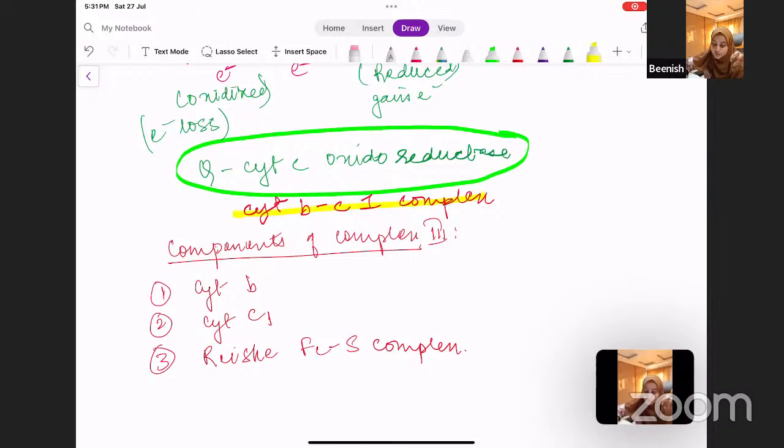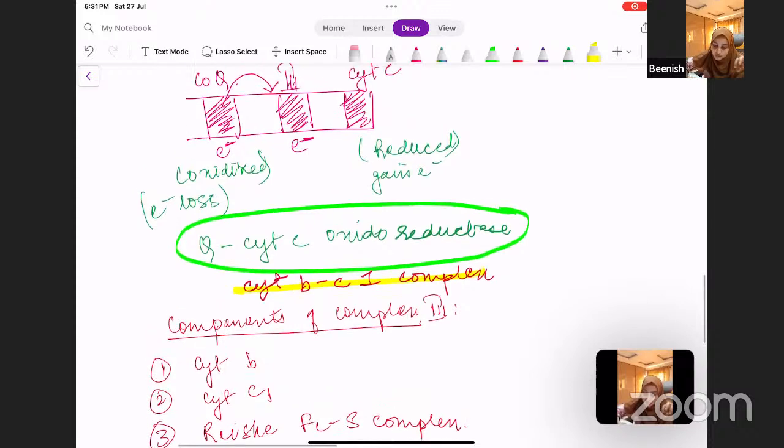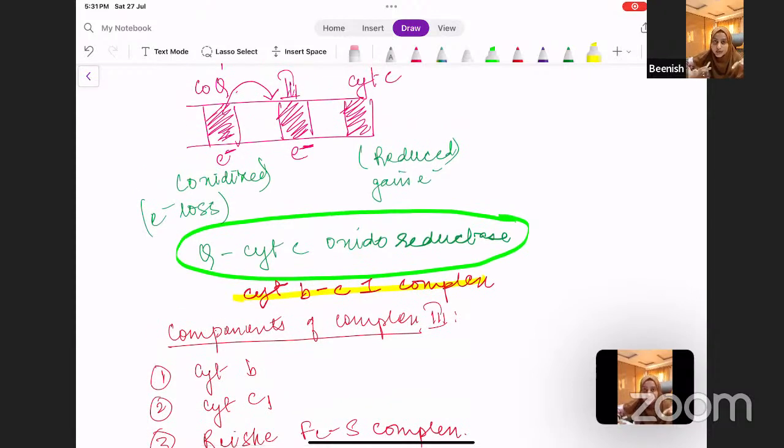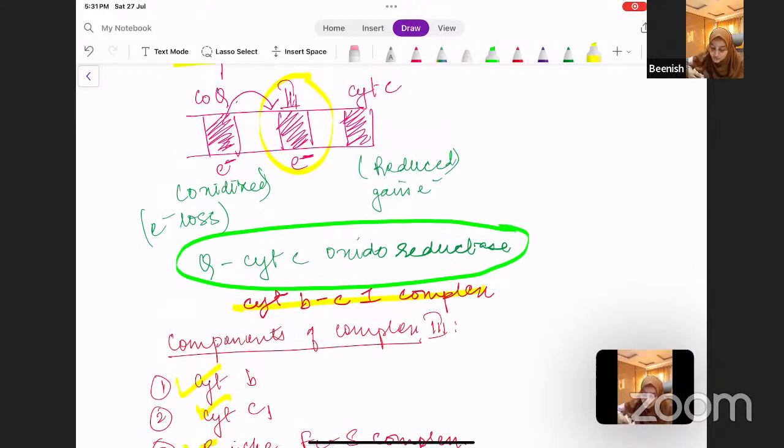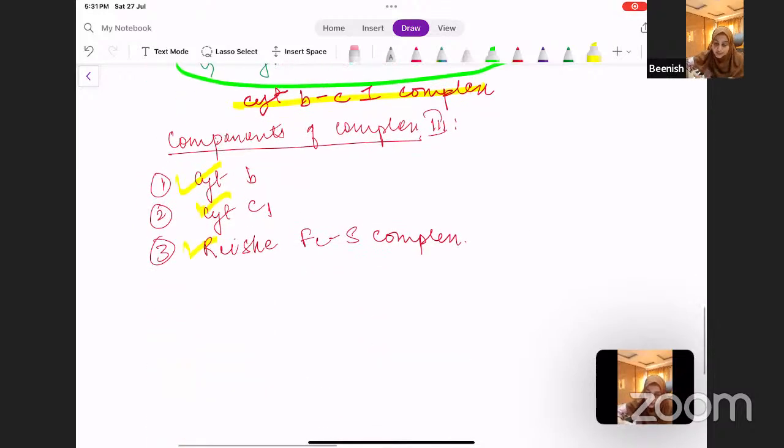And why is it known as Q cytochrome C oxidoreductase? Because from coenzyme Q, the electrons are being given to cytochrome C via complex 3. Okay, so we've talked about the components of complex 3. What are they? Cytochrome B, C1 and Rieske iron sulfur complex. We've also talked about the different names, cytochrome BC1 complex, or Q cytochrome C oxidoreductase. Now moving on to complex 4.